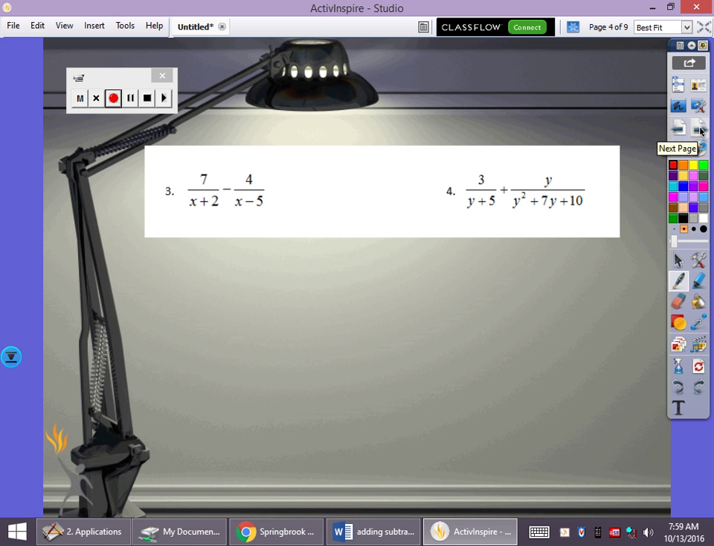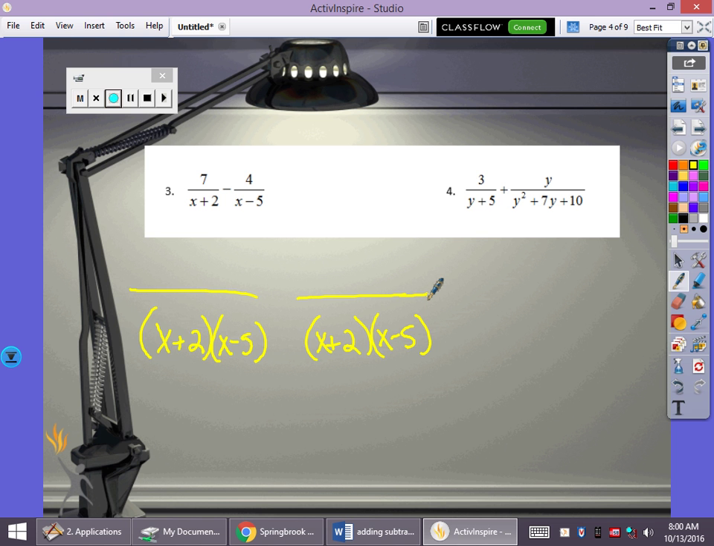Okay. What would the common denominator be for number 3? Actually, 4 is easier. Do you want to do 4 first and then do 3? Do 3 first? All right, let's do 3. What's the common denominator going to be? It's not going to be x plus 10. Yes. It's going to be, exactly. So let me write that. It's going to be x plus 2 times x minus 5. Okay? x plus 2, x minus 5.